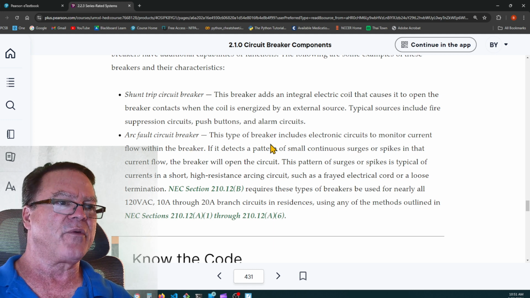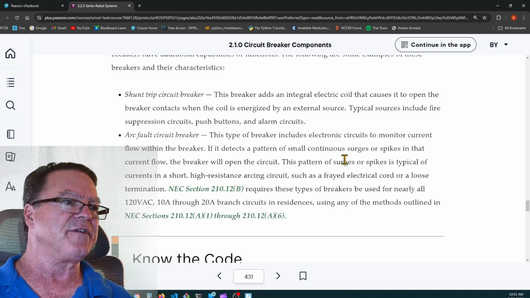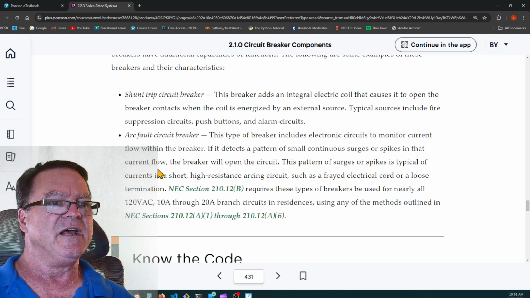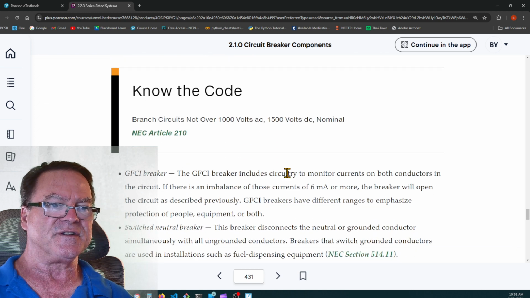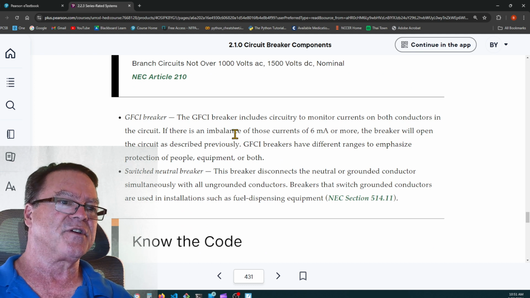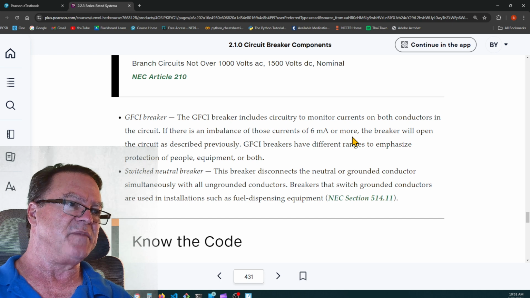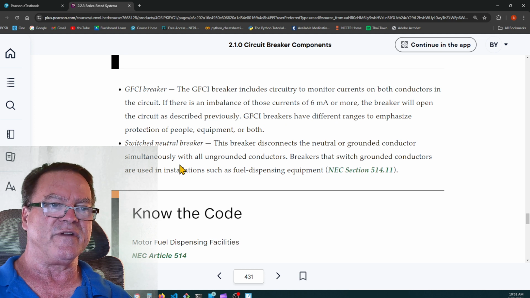Arc fault circuit breakers. This type of breaker includes electronic circuits to monitor current flow within the circuit breaker. If it detects a pattern of small continuous surges or spikes in the current flow, the breaker will open. So it will, in essence, prevent a fire in your house because of arcing. GFCI circuit breakers. The GFCI breaker includes circuitry to monitor current in both the conductors of the circuit. If there's an imbalance of those currents of more than 6 milliamps, the circuit breaker will open the circuit, as described previously.